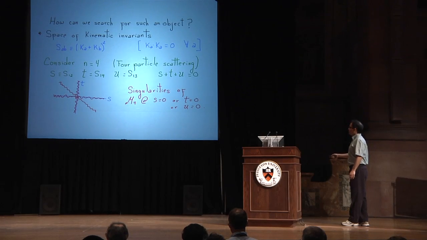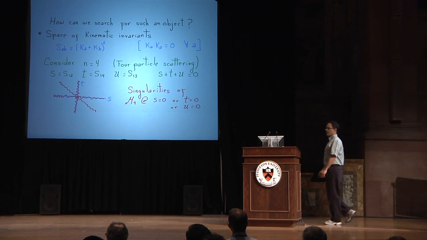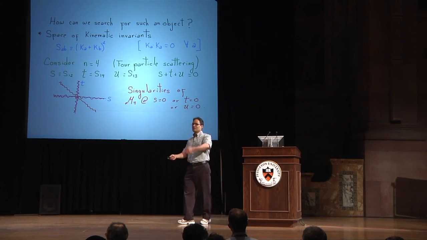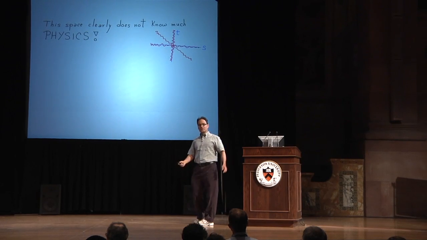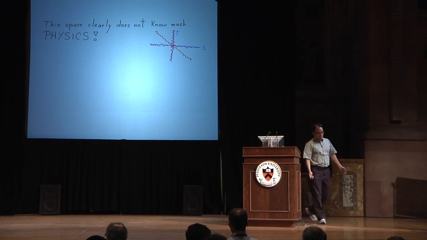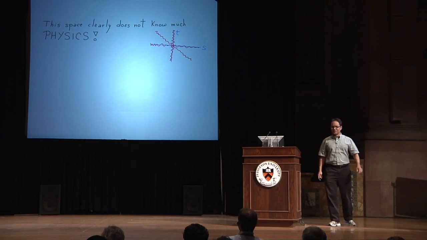And this is a space of kinematic invariants. The amplitudes should have singularities as s equal to 0, t equal to 0, or u equal to 0. And those correspond to these lines in this space. Now, the space by itself doesn't really care about these lines. So my conclusion is that this space doesn't know much physics. Now, you may ask, well, is there any space that knows more physics than this one?